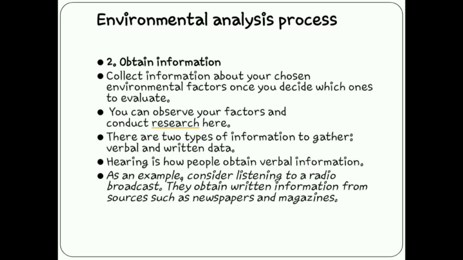Next, second one is obtain information. Collect information about your chosen environmental factors, once you decide which ones we have to evaluate. So you can observe your factors and conduct research here. There are two types of information. First one is verbal information and second one is written data. So hearing is how people obtain verbal information. For example, consider listening to a radio broadcast. They can obtain written information from sources such as newspapers and magazines.